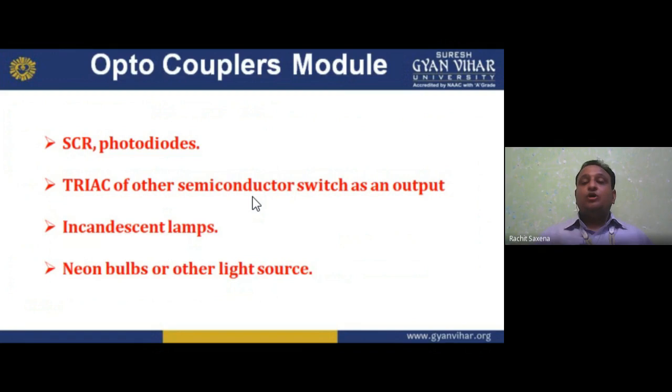Optocoupler module: if I am talking about the module, then what do we have? SCR and photodiodes. We can use a silicon controlled rectifier, or thyristor. It has three terminals and follows the esoteric family. So SCR, silicon controlled rectifier, then we have the photodiodes, a triac or other semiconductor switch as an output.